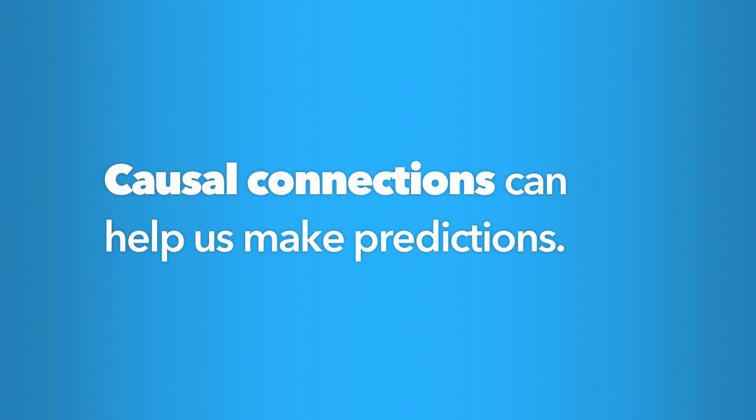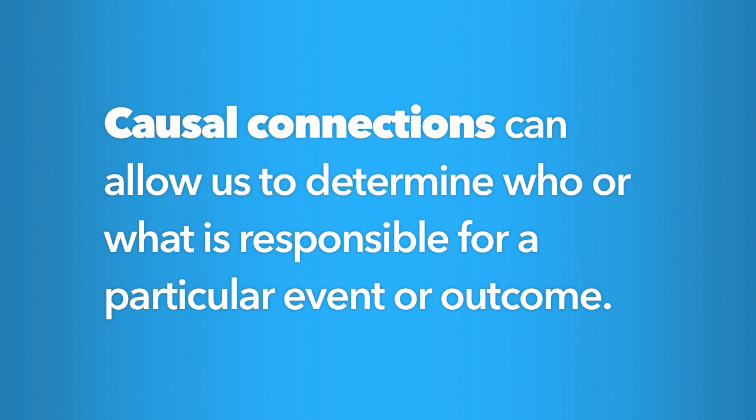Second, causal connections can help us make predictions. If we've determined that, at least generally, X causes Y, that is, when X is in place, Y is likely to happen, then we can predict future instances of Y. Finally, establishing causal connections allows us to determine who or what is responsible for a particular event or outcome.